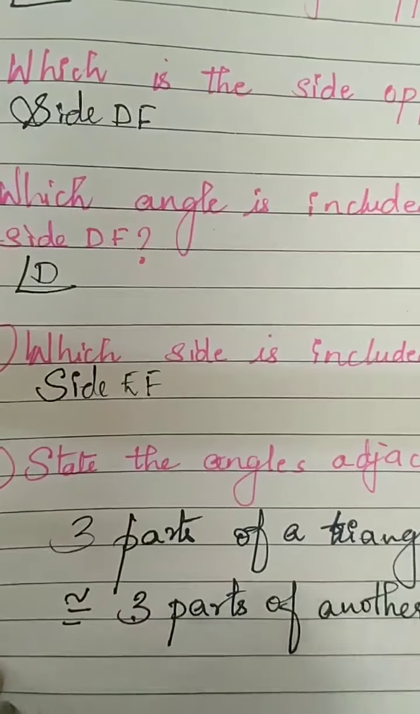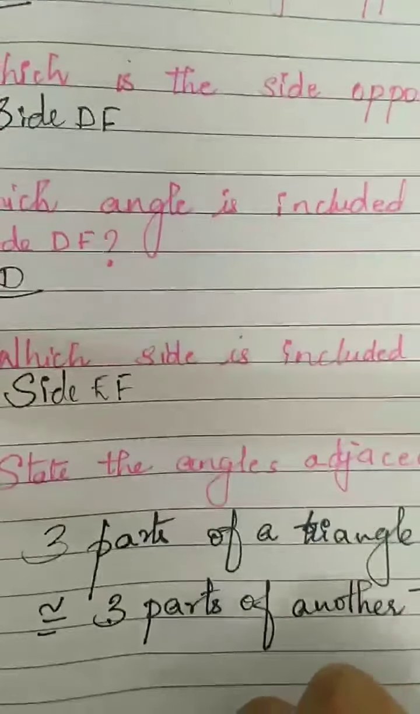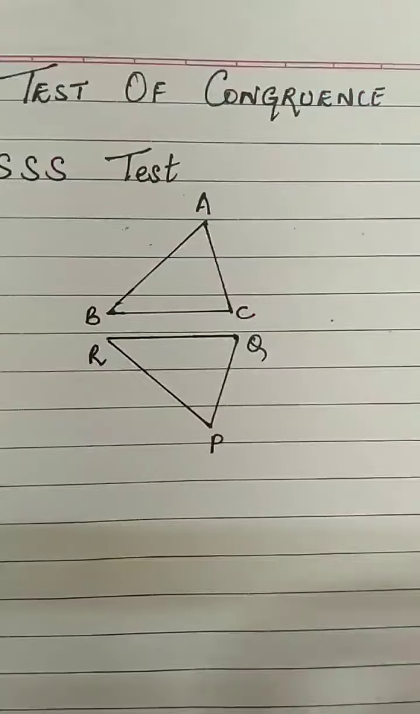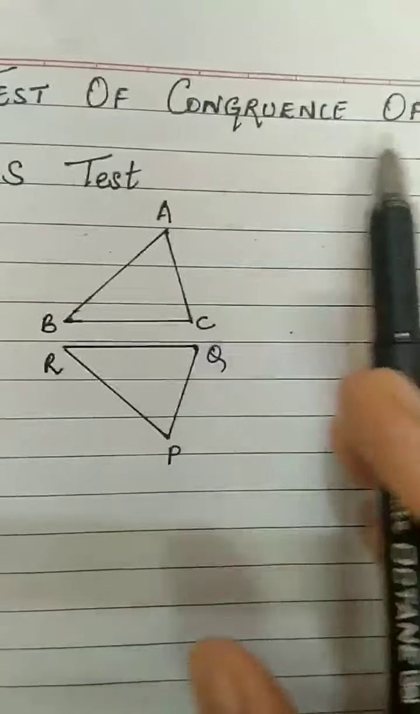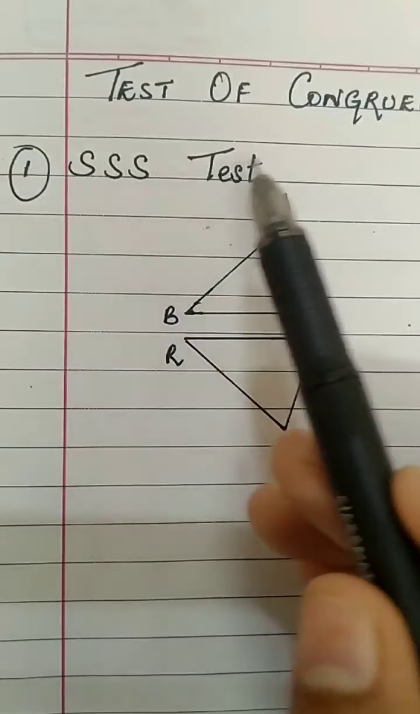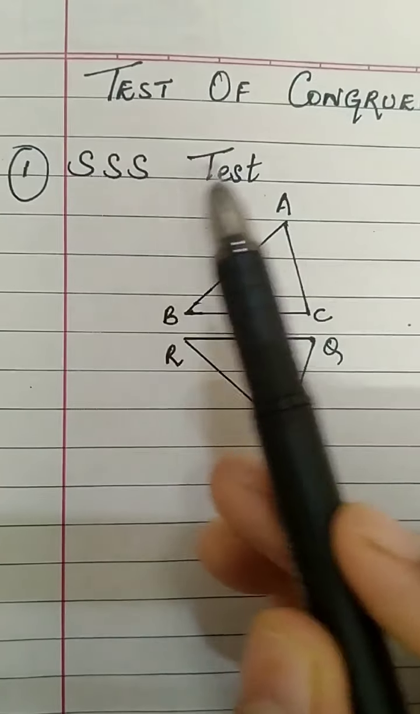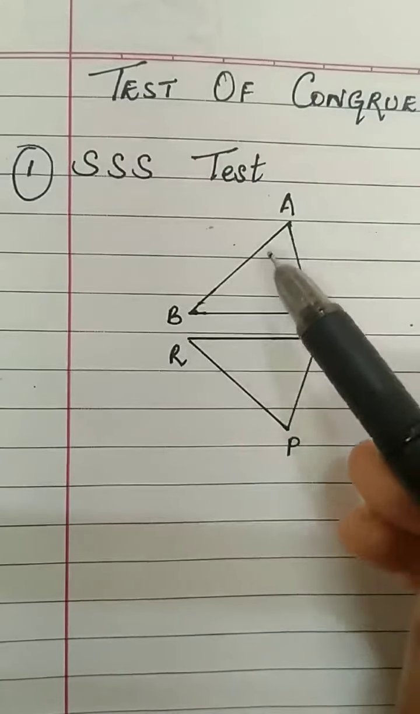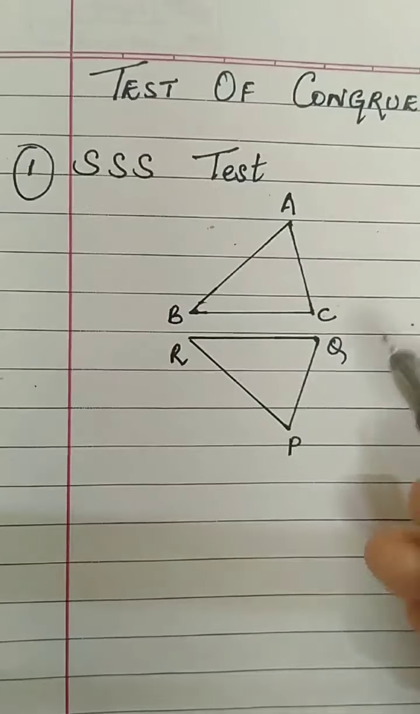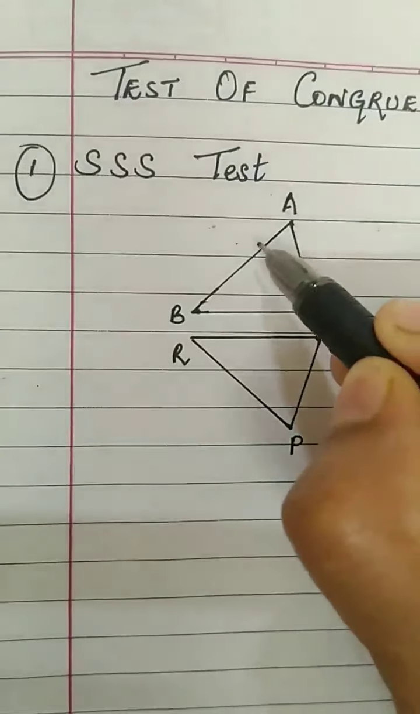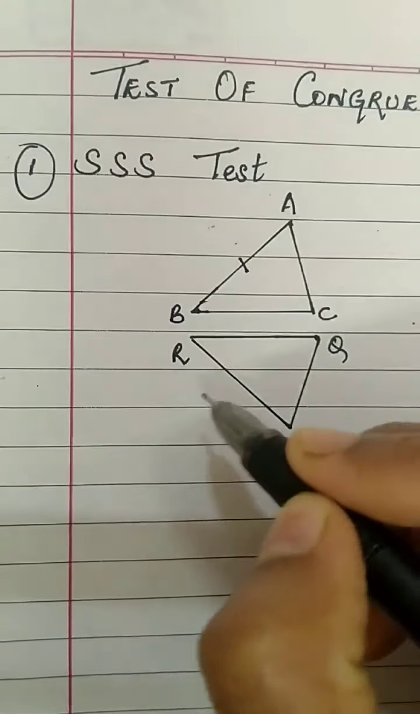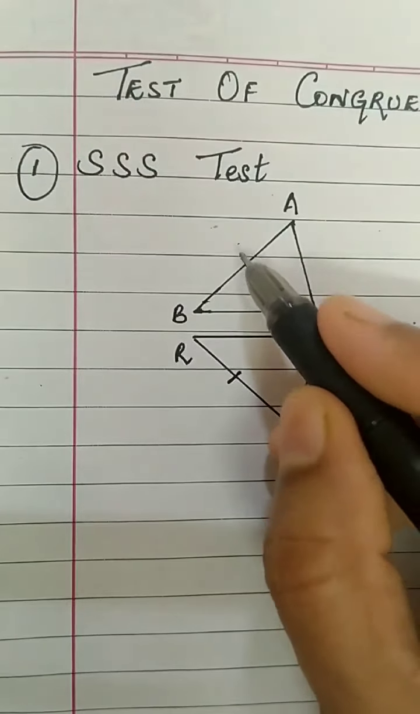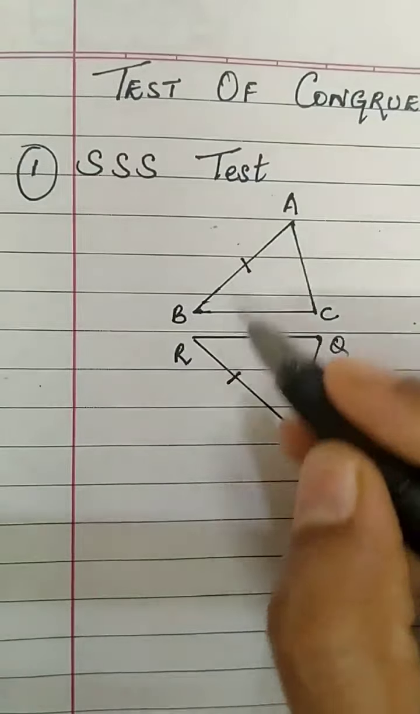Now to prove that, we have certain tests to determine the congruence of triangle. Let us learn in detail these tests. The first test of congruence of triangle is SSS test, that is side test. In a given pair of triangles, triangle ABC and triangle PQR, given that side AB is congruent to side PR, so I'll show one mark. These two sides are congruent.